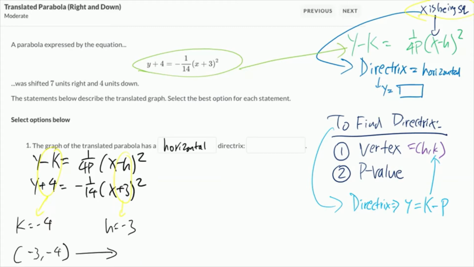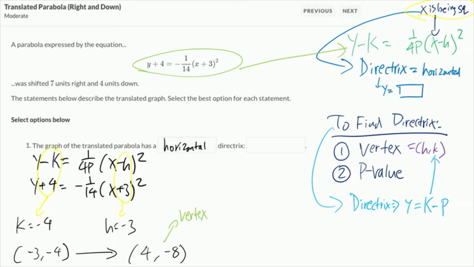Remember, we have translated, or shifted, 7 units right and 4 units down. Shifting 7 units right means adding 7 to the x value, so we have an x value of 4. And 4 units down means subtracting 4 from our y value, so negative 4 minus 4 is negative 8. That is our vertex.